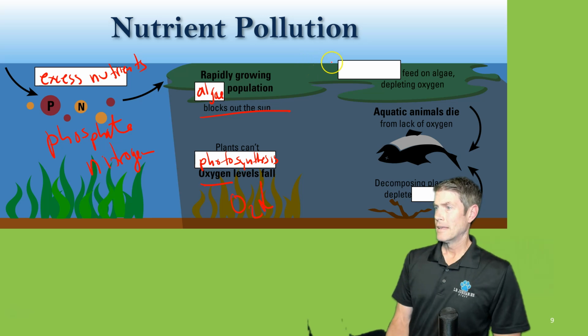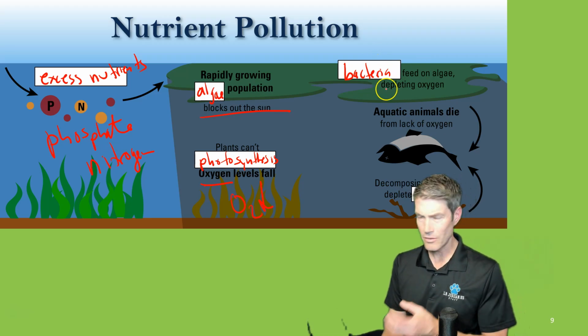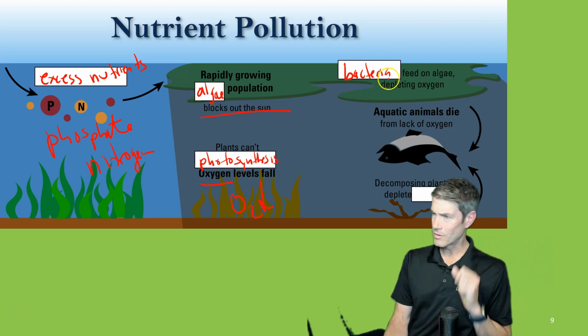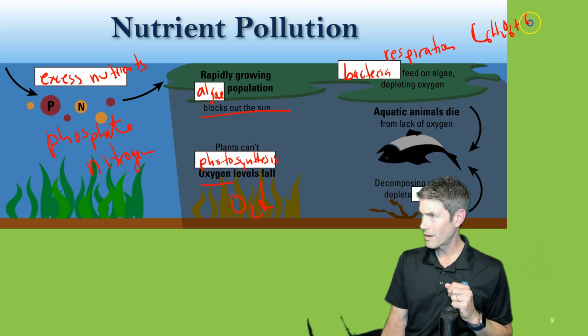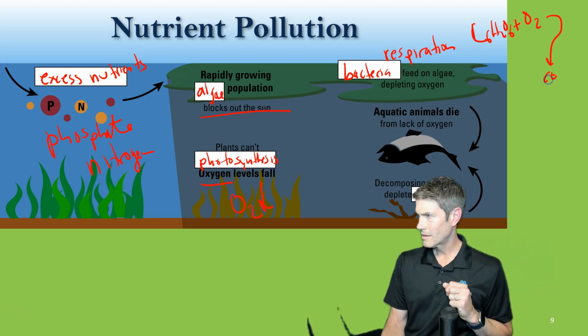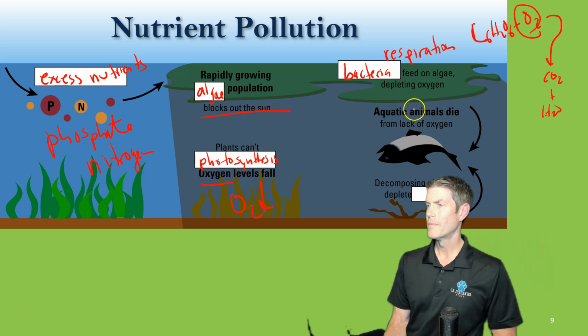And when that happens, also bacteria feed on the algae, and those bacteria use up oxygen as they're undergoing respiration. Remember, respiration: C6H12O6 plus oxygen gives us carbon dioxide and water. So they use up a lot of oxygen in that process.